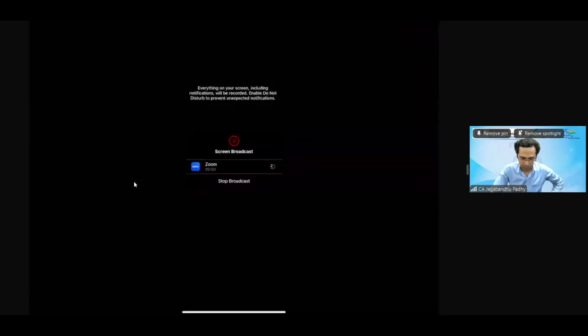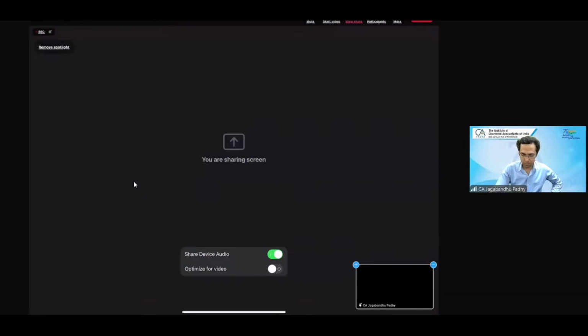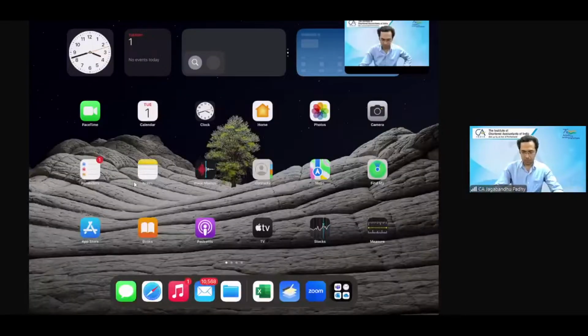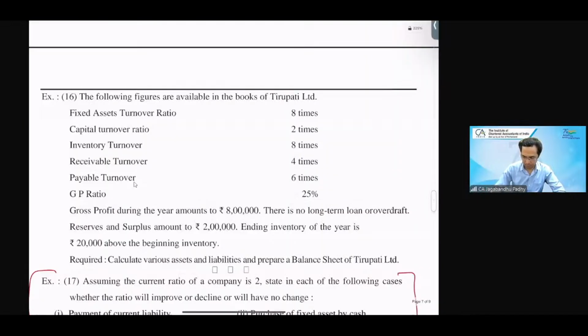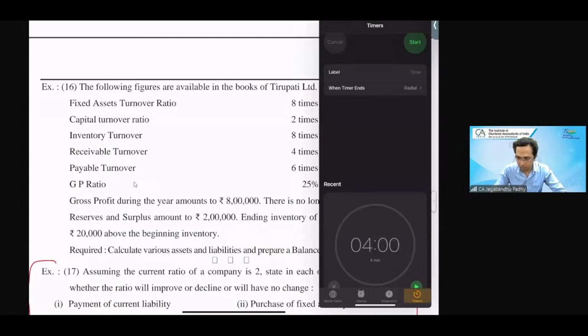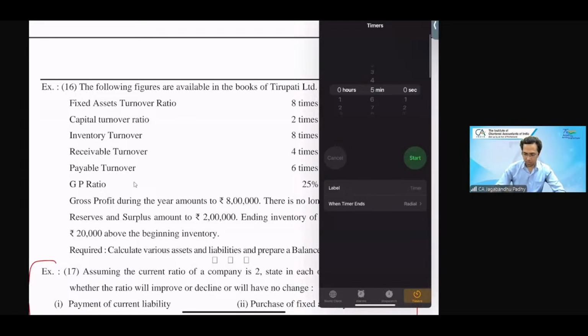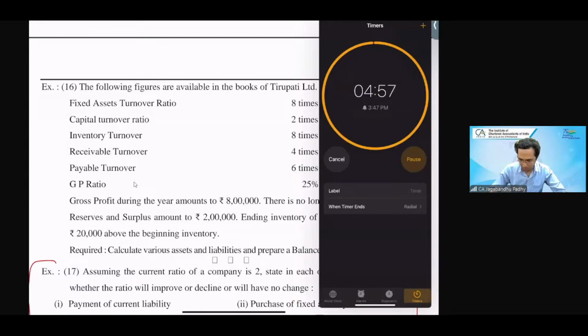One second, there is some problem with this sharing. Here we go. The time starts now. Come on, guys.